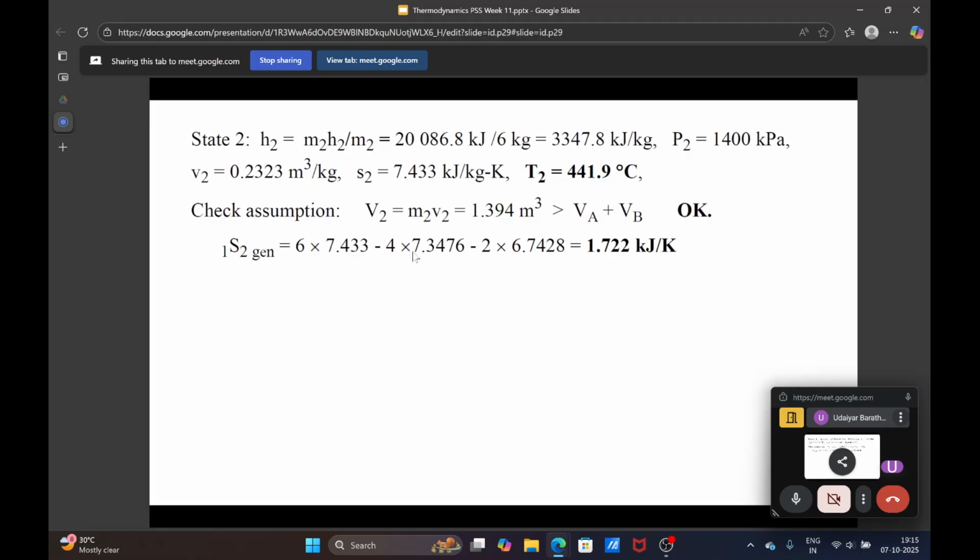So we have 6 into 7.433 minus 4 into 7.3476 minus 2 into 6.7428 gives you entropy generated as 1.722 kilojoule per Kelvin.